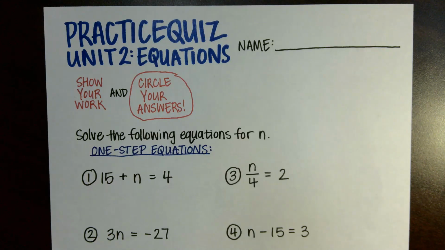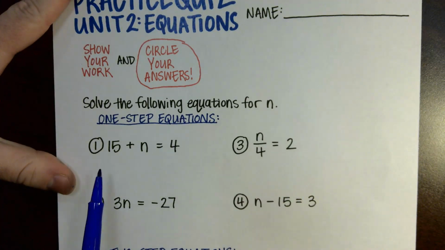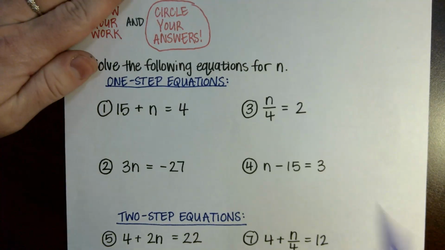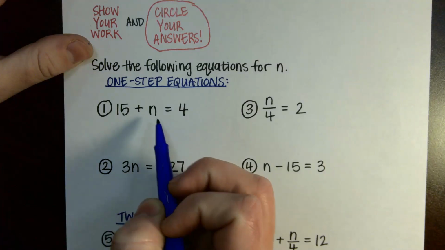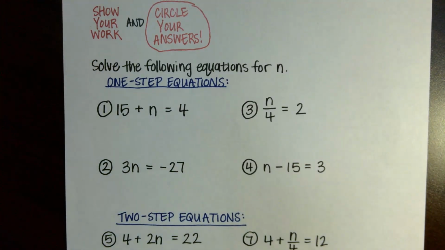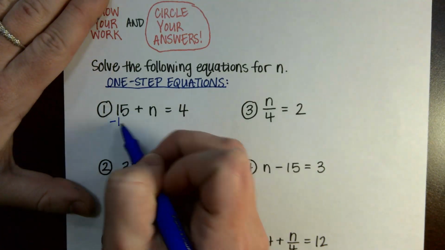So let's go ahead and just jump right into it. Number 1 is part of our one-step equations. Numbers 1 through 4, they're all just one step. So let's look at the first one. We have 15 plus n equals 4. What do you guys think we should be doing first? Subtract 15. Can you tell me why?